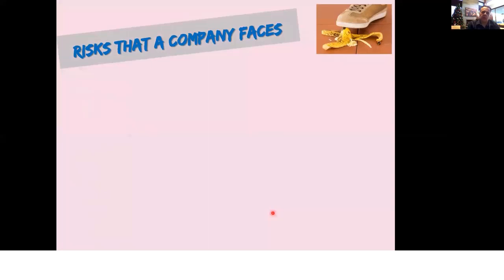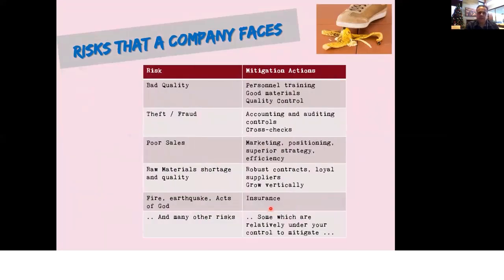As a company, you will have different risks. For example, let's take a look at a few of them. You have the risk of bad quality, of fraud, of poor sales, and so on. You have different risks, and in this case, you have some mitigation actions that you could take to eliminate or reduce this risk. For example, quality you can improve by training your personnel, having good materials, and so on. If you have theft or fraud in your company, you can have better controls, cross checks, auditing, and so on.